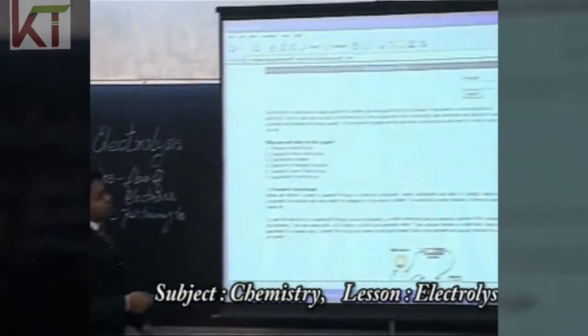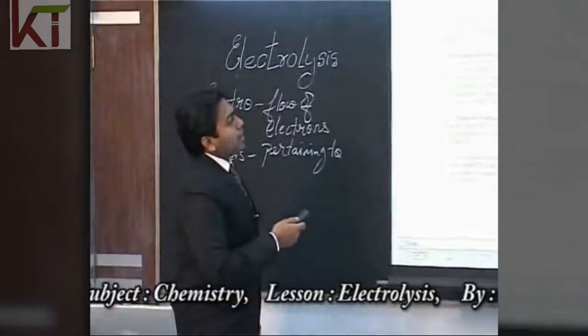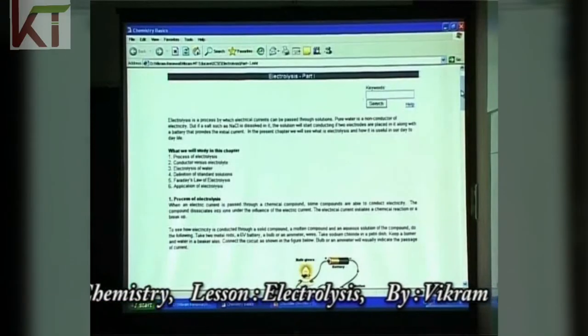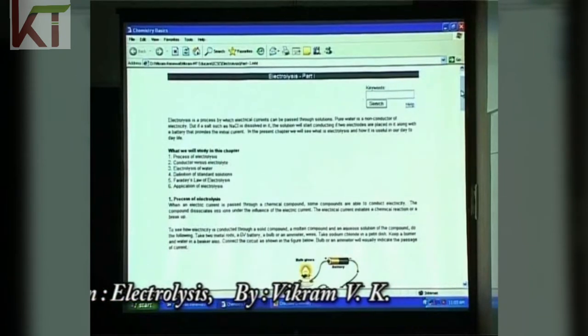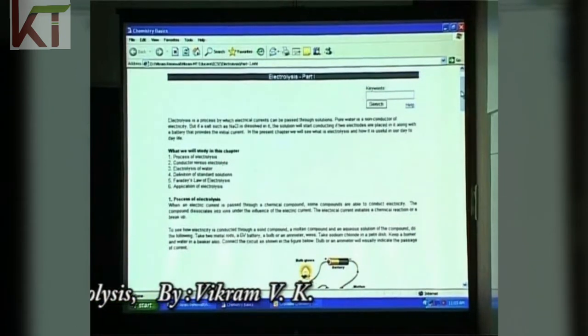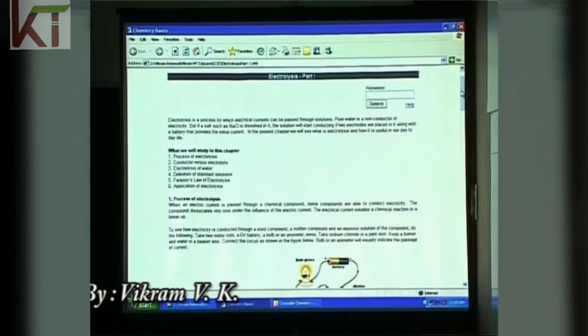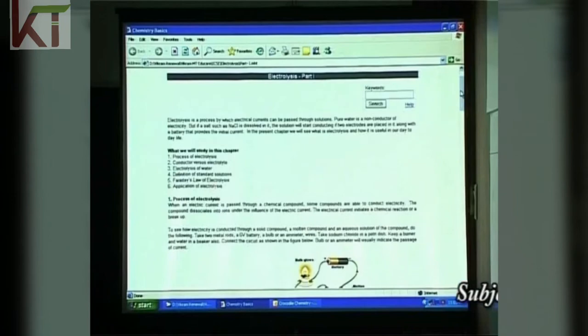And in this chapter, what we are going to study is point number one, process of electrolysis. Point number two, conductor versus electrolyte. Three, electrolysis of water. Definition of standard solutions. Faraday's law of electrolysis. And application of electrolysis.